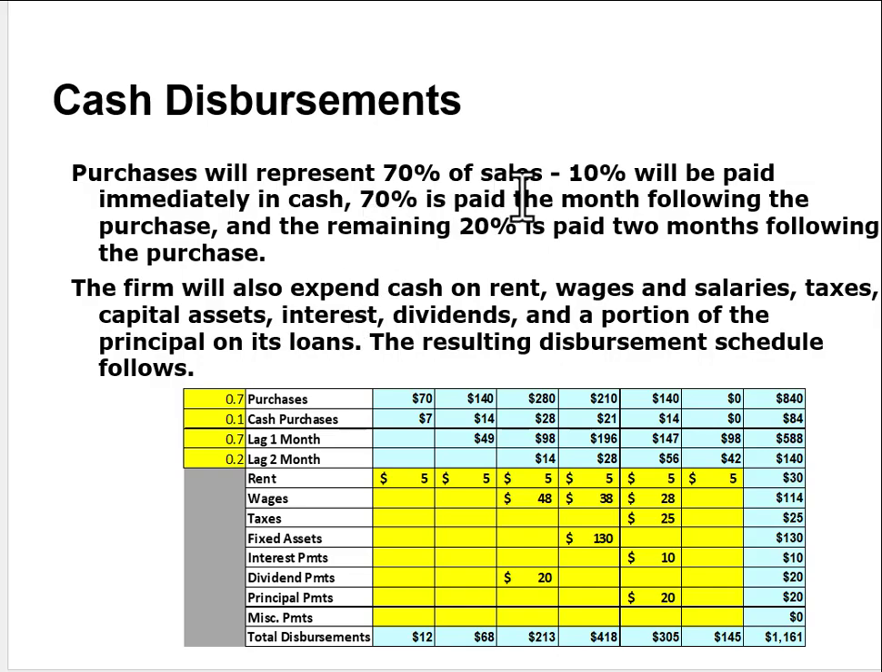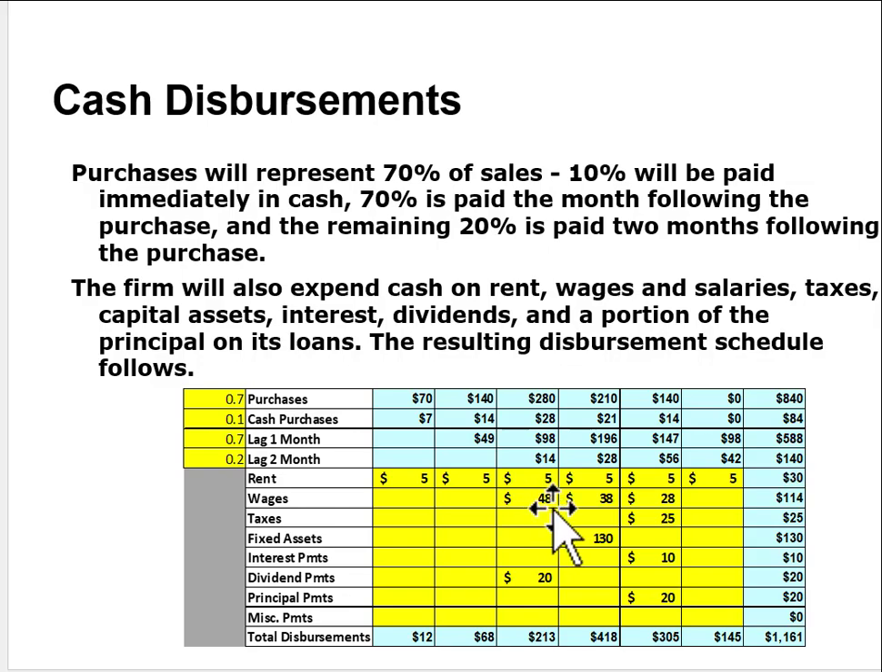10% is the month after that, right? And then 20% is paid 2 months after that. So here's our cash purchases, lagging 1 month, lagging 2 months. We also then incorporate all the other expenses that we expect. Every month, $5, again, these are in thousands, is the rent expense.